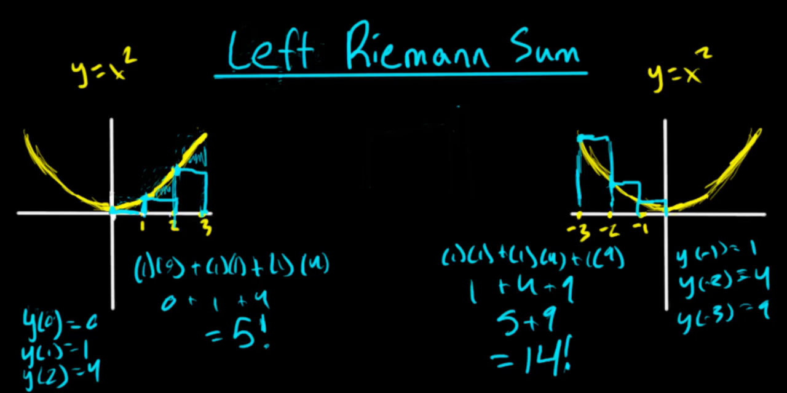If you want an overestimate or an underestimate, or you could just not choose at all. You'll get a problem saying, I want you to have 4 even subdivisions doing a left Riemann sum to find the area under this curve.